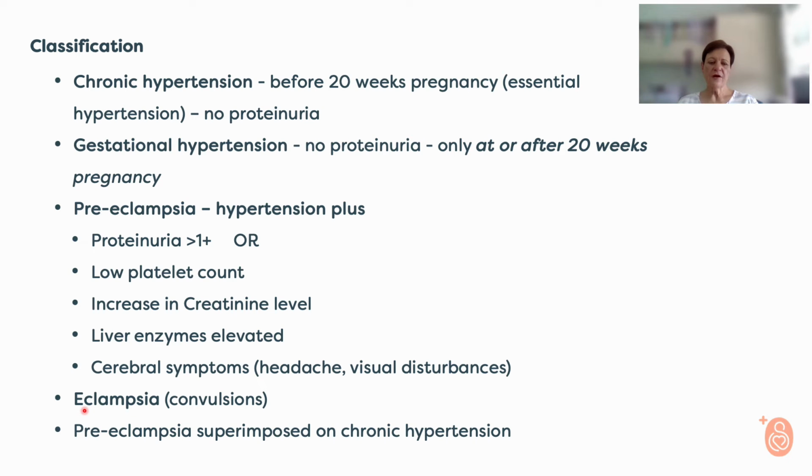And then our fourth category is eclampsia, and that's where preeclampsia goes over to convulsions. The mother gets convulsions, and that's what we call eclampsia. Then we also get preeclampsia superimposed on chronic hypertension, and that's when mothers with chronic hypertension develop proteinuria, protein in the urine, or one of these symptoms, and therefore develop preeclampsia. Then we talk about preeclampsia superimposed on chronic hypertension.